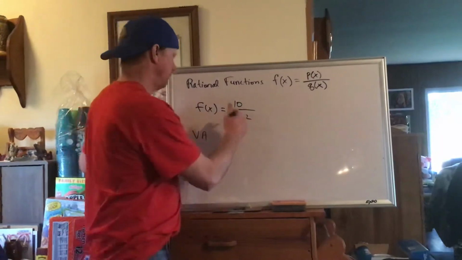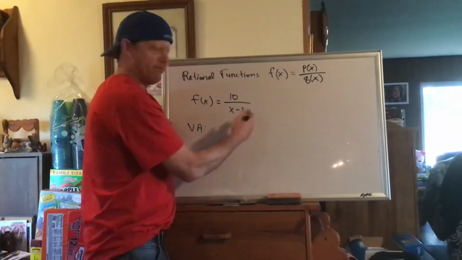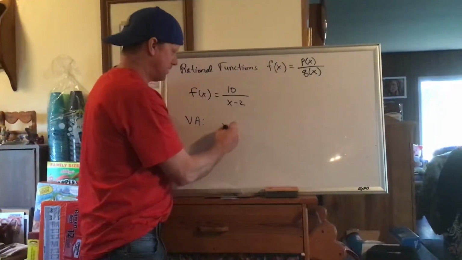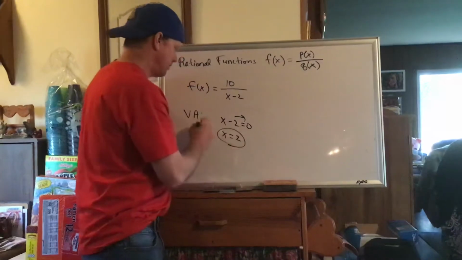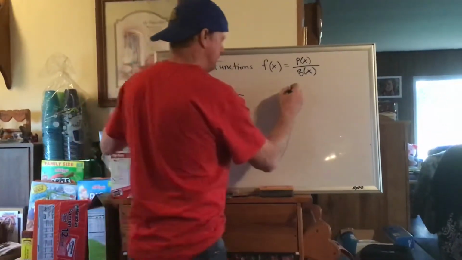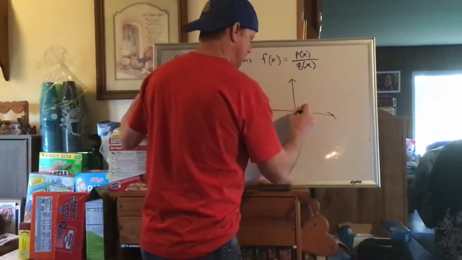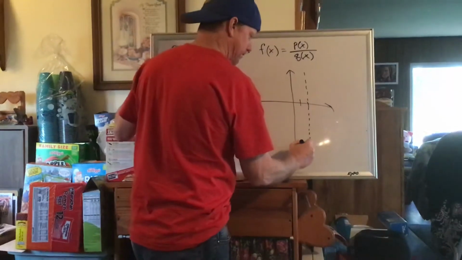And so on this we have y equals 10 over x minus 2. So I'm going to find a vertical asymptote. I'm going to set x minus 2 equal to 0. Change sides, change signs. There's going to be a vertical asymptote at x equals 2. So x equals 2, there's going to be a vertical asymptote there.